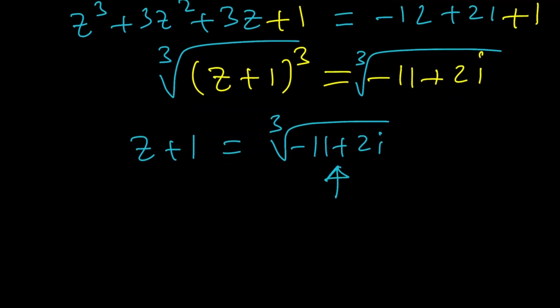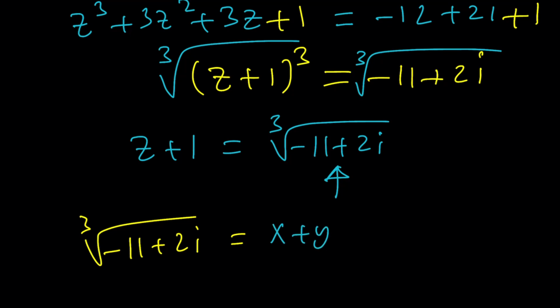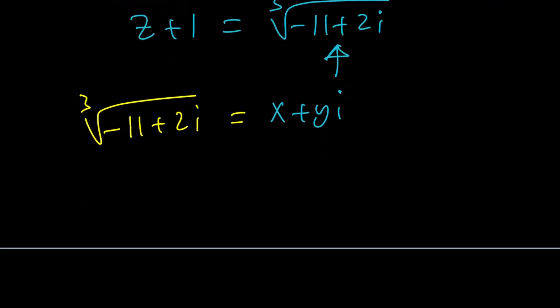But how do you cube root a number? That's a good question, and this requires another set of operations. You can go ahead and set this equal to something like x plus yi. I'm using x and y because a plus bi was already used. Now you can cube both sides and go off of this.